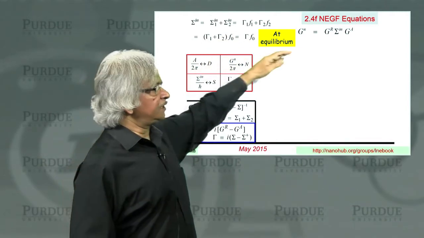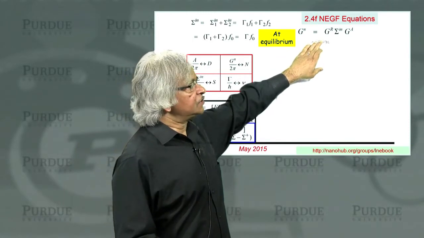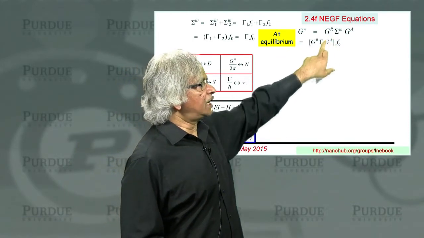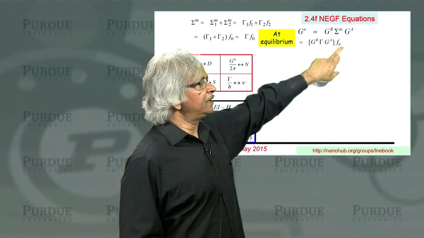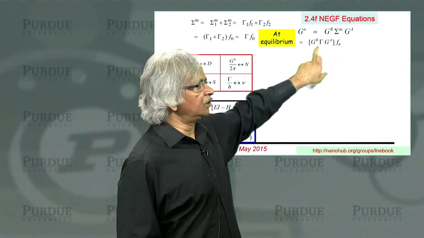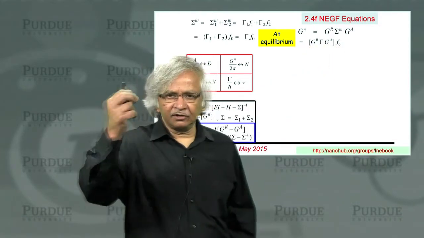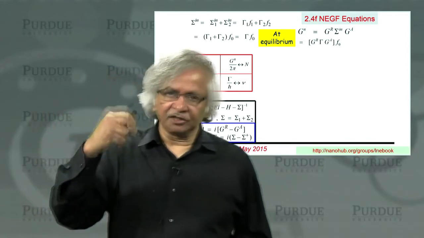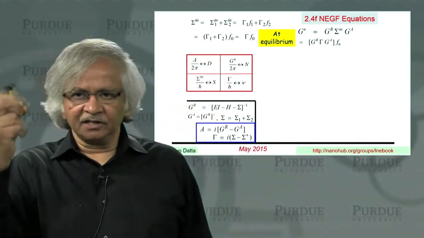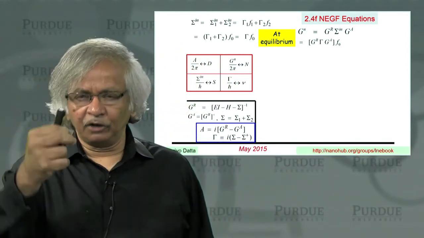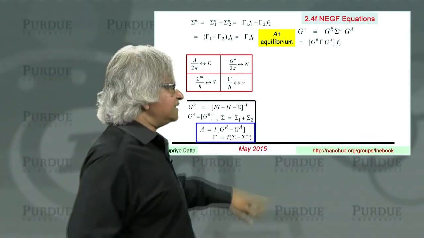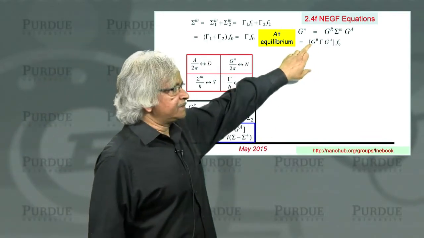Well, let's put that into this equation. So you'll get GR gamma GA times F0. Remember, these are all matrices, whereas F0 is just the Fermi function. It's a function of energy. So at a given energy, it's just a number, 0.5, 0.4, whatever it is. Whereas these things are all matrices.